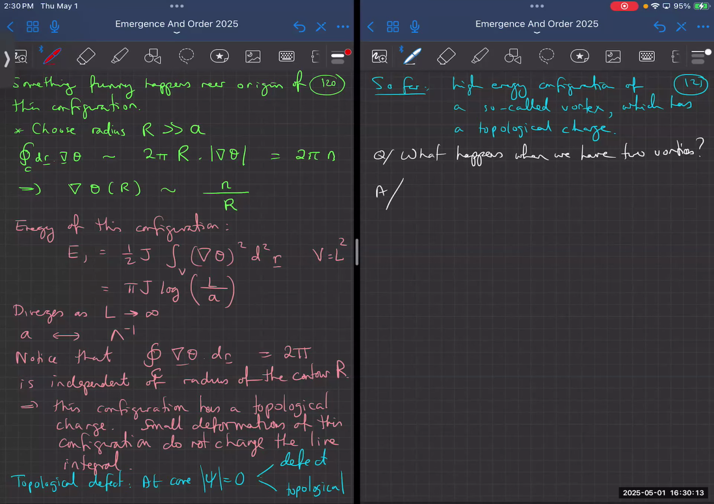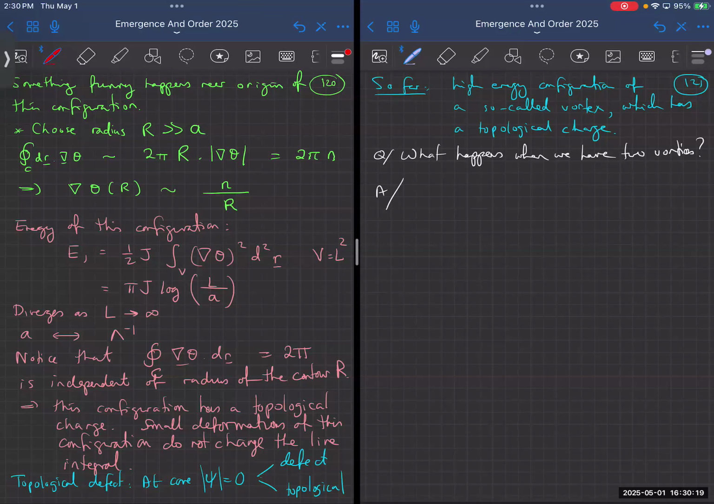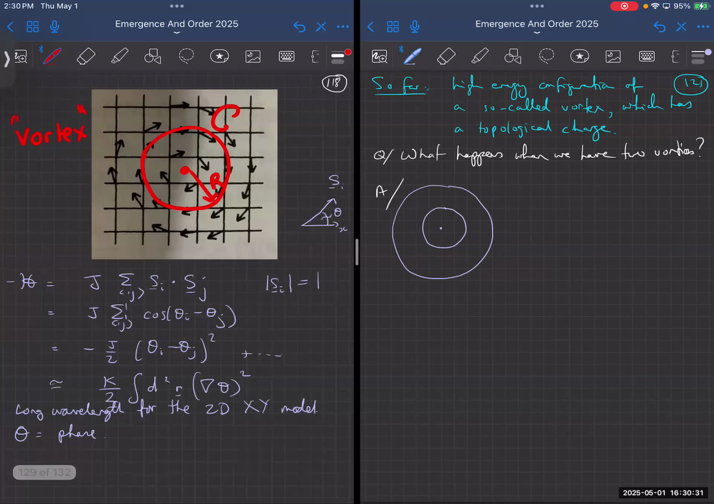So let's draw our two vortices. I'm going to draw them like this. This is my attempt to draw this picture here. So I'm going to imagine drawing up those arrows. Those arrows create these configurations of the phase like this. And now I'm going to draw another one of those over here. What I should have done was just copy and paste it, shouldn't I? Okay, so here's another one. Something like that.